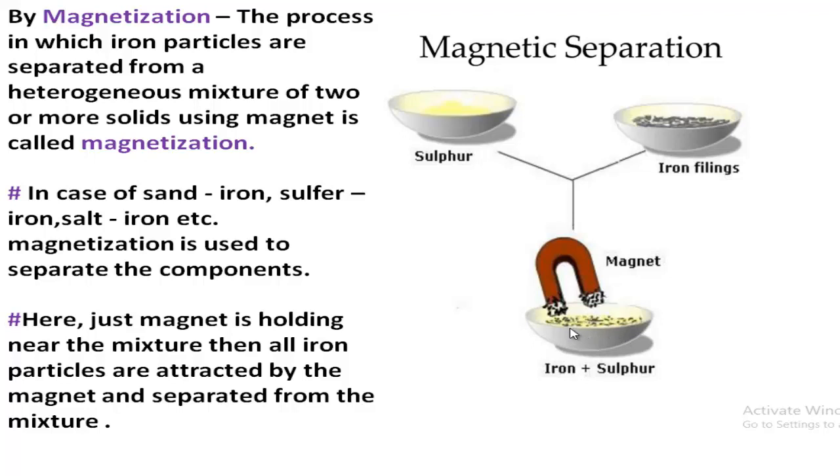All iron particles are attracted by the magnet and combine with the magnet, and in this way all iron particles will be separated from the mixture and only yellowish sulfur will remain in this mixing basin. So in this way we can easily separate iron from a heterogeneous mixture by the magnetization process.